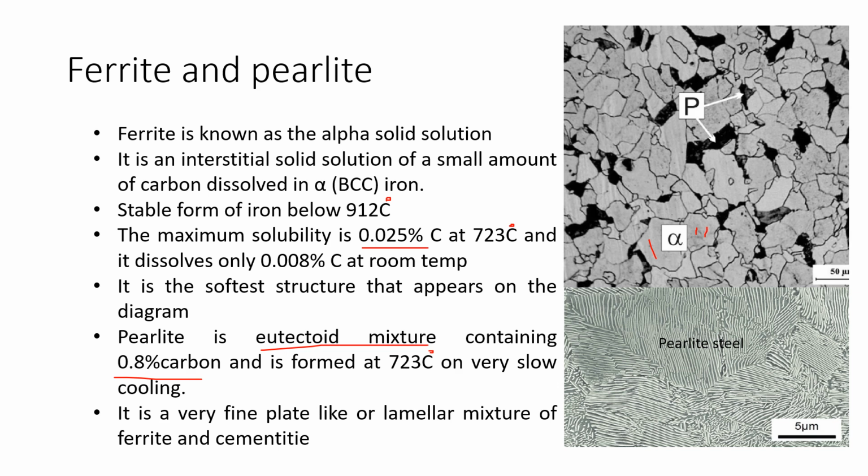So the dark regions in this structure, this is one dark region, this is the other dark region. These are the pearlite. This is the microstructure of alpha ferrite and pearlite. P is for pearlite while alpha is shown for the ferrite.